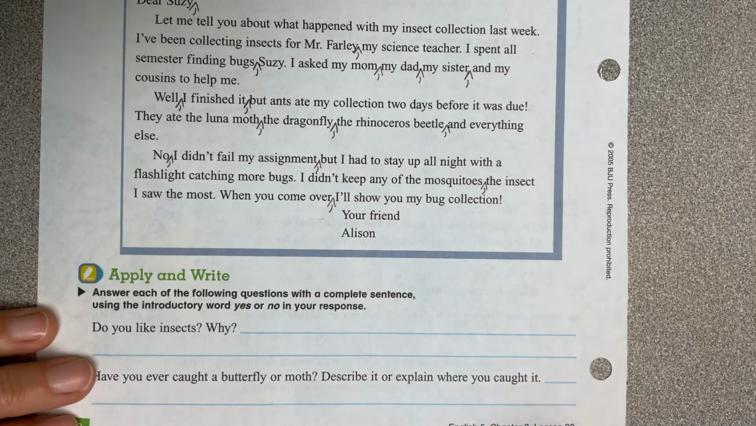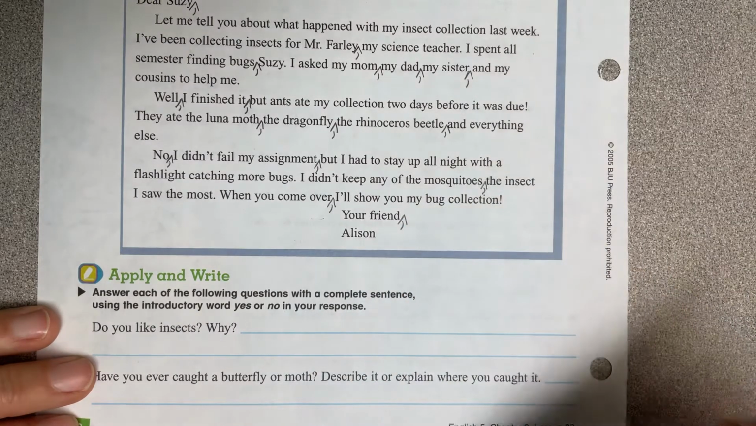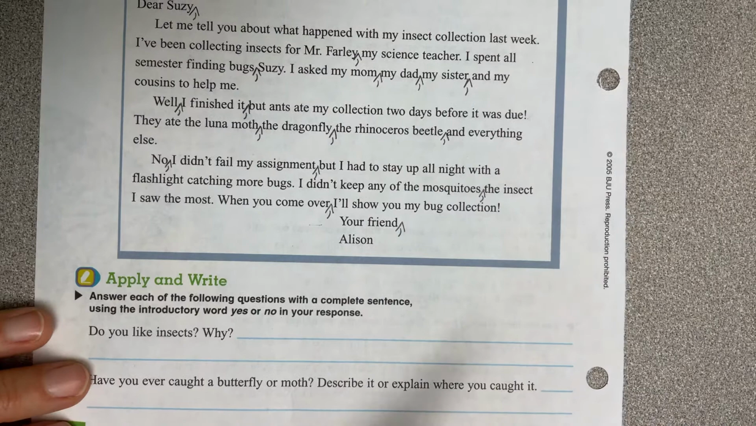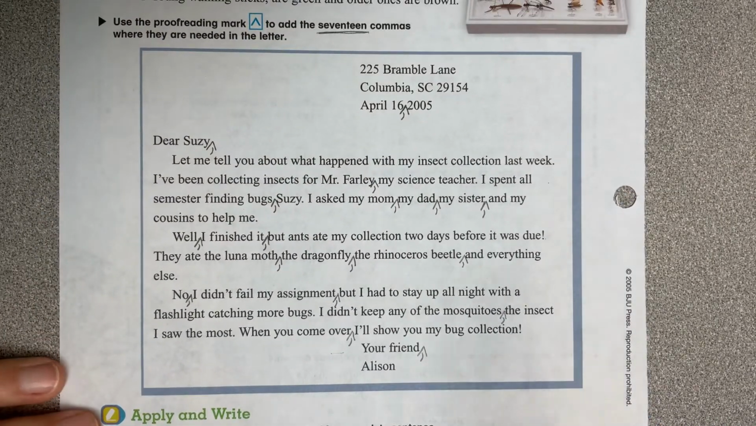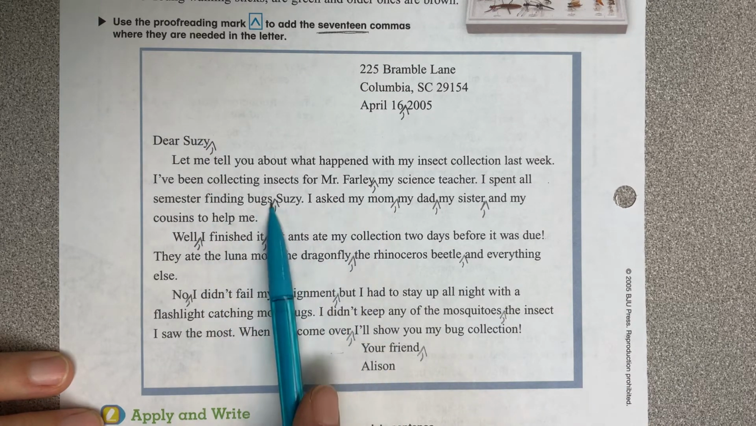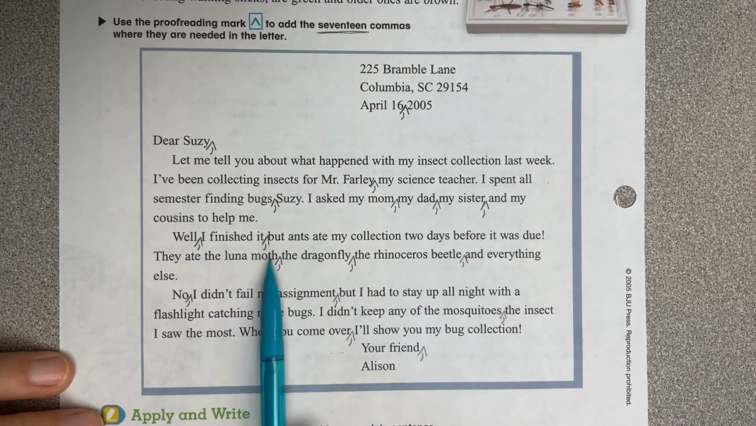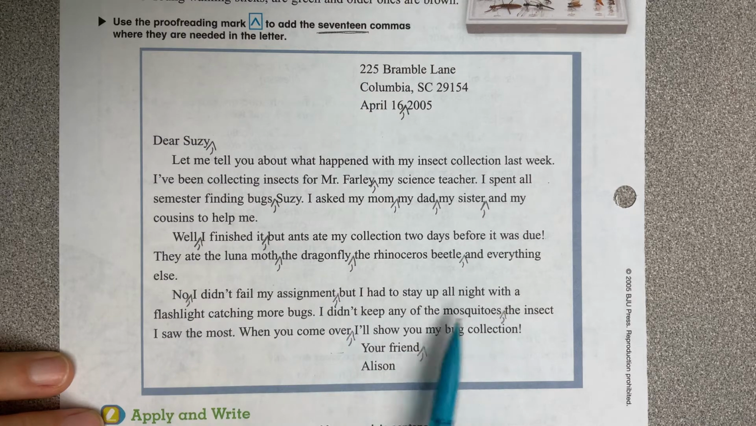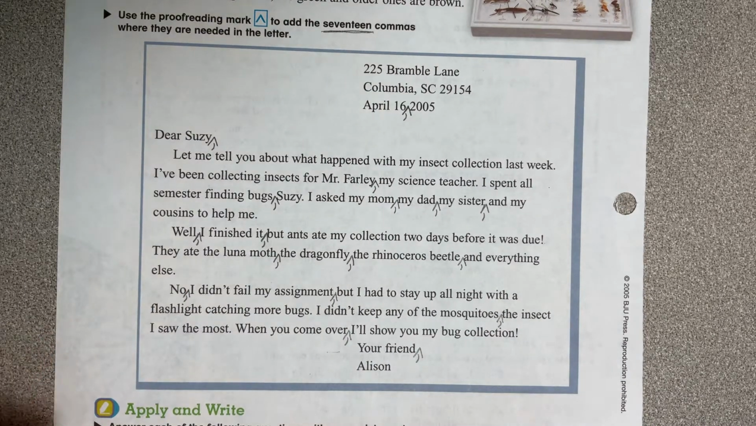Then the last thing we have is our closing. "Your friend, Allison." And we know we always want a comma after our closing. Now we're going to count up our commas and make sure we got all 17 of those. 1, 2, 3, 4, 5, 6, 7, 8, 9, 10, 11, 12, 13, 14, 15, 16, 17. We sure did. So that is good to go.